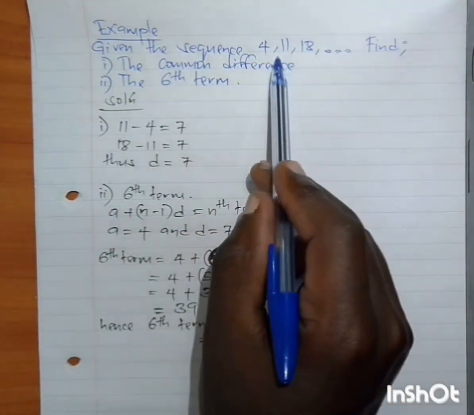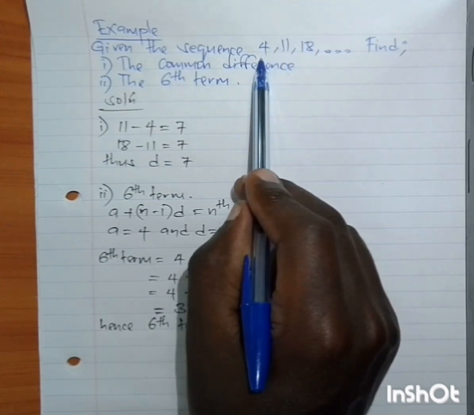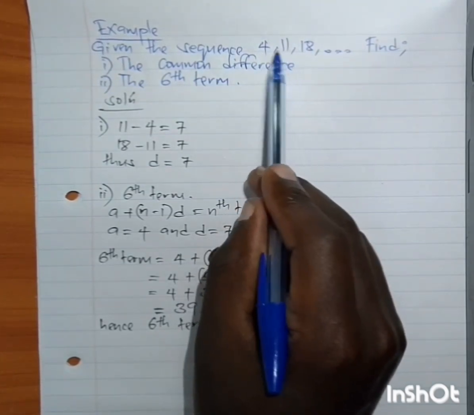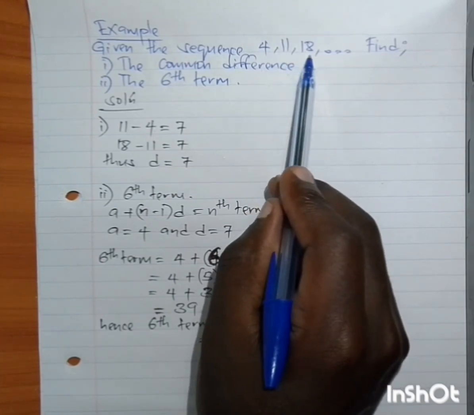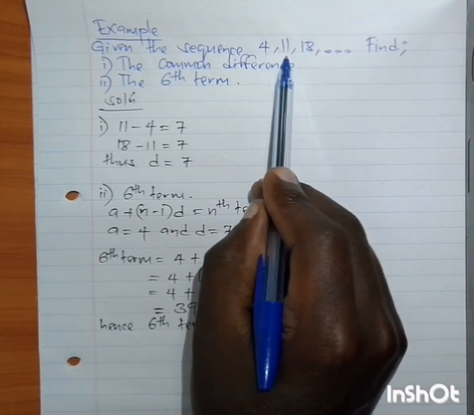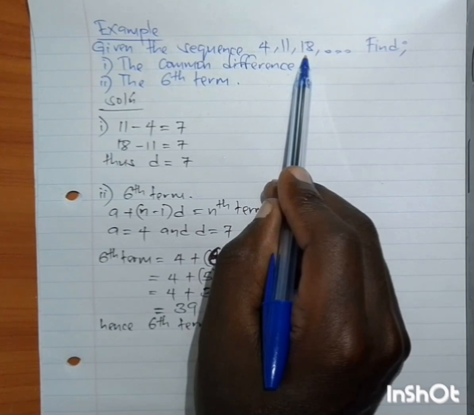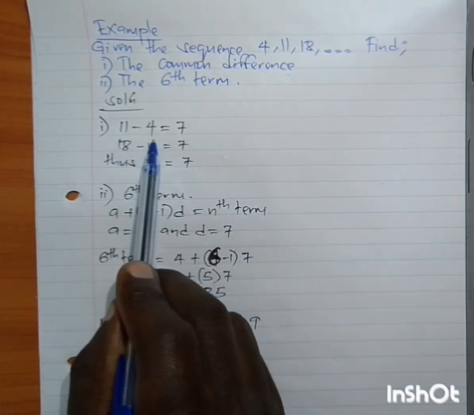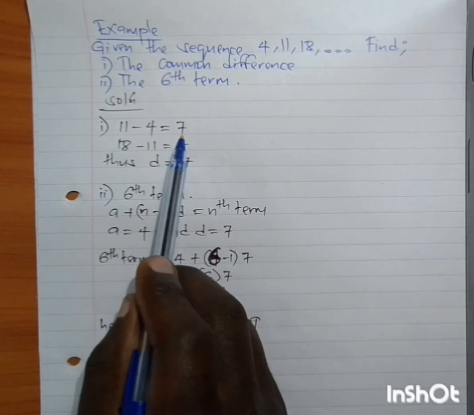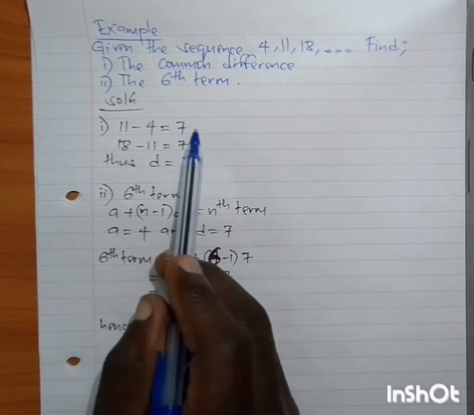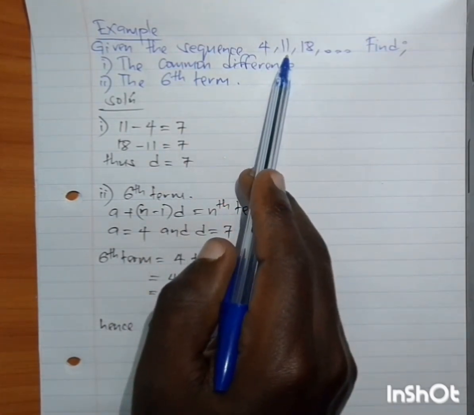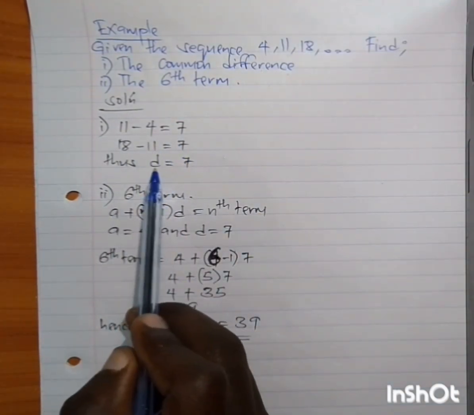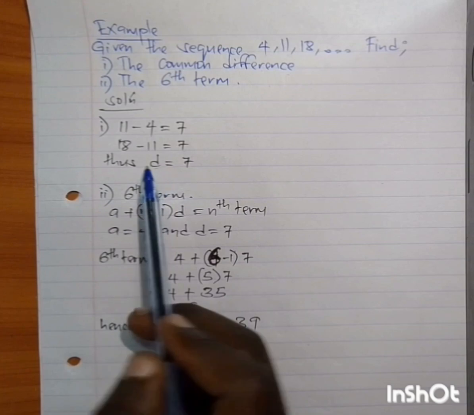So for the common difference, we take the second term minus the first term. You can take any two consecutive terms and subtract them. You can also take the third term minus the second term, or the fourth term minus the third term. So here, when we take 11 minus 4, we get 7. So our common difference is 7. And when we also take 18 minus 11, we get the same answer, 7. So our d, which is the common difference, is 7.